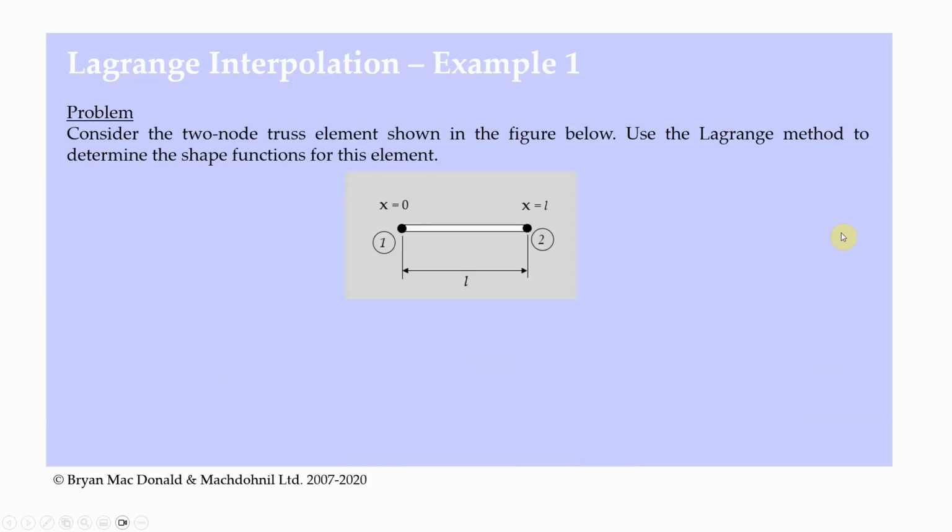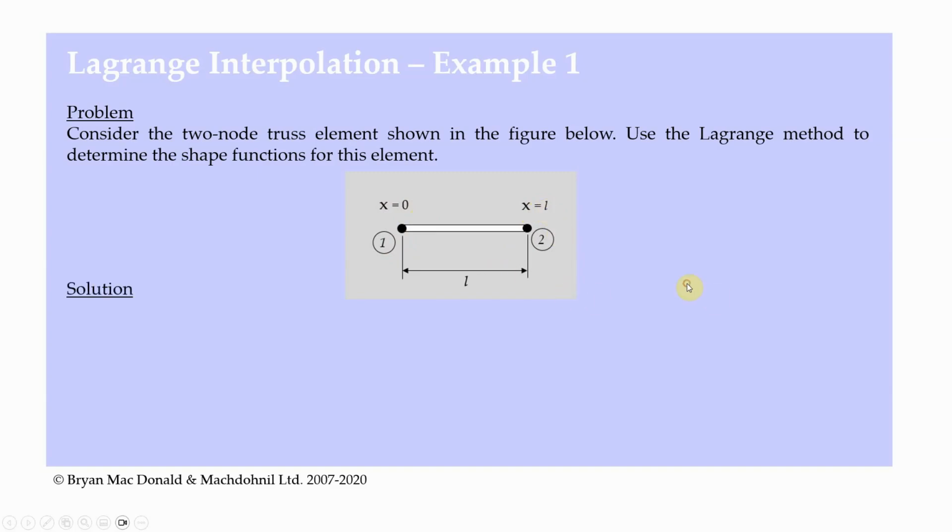So our problem is we're considering the 2-node truss element shown in the figure below. Truss means that it can just get longer or shorter in the horizontal direction. Use the Lagrange method to determine the shape functions or interpolation functions for this element. We're told that node 1 has a local coordinate of 0, node 2 has a local coordinate of L, and it's of length L.